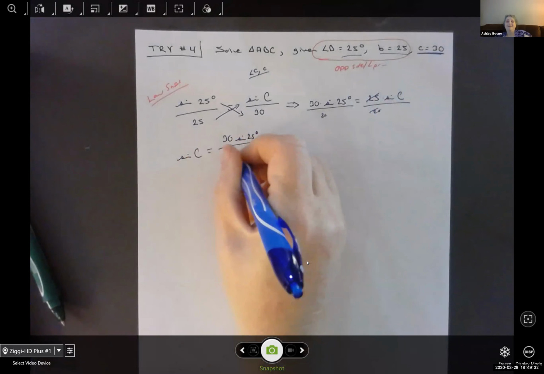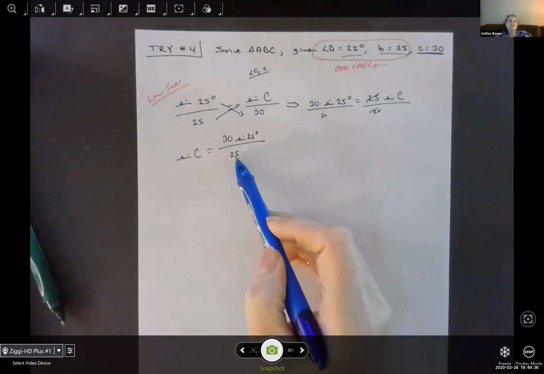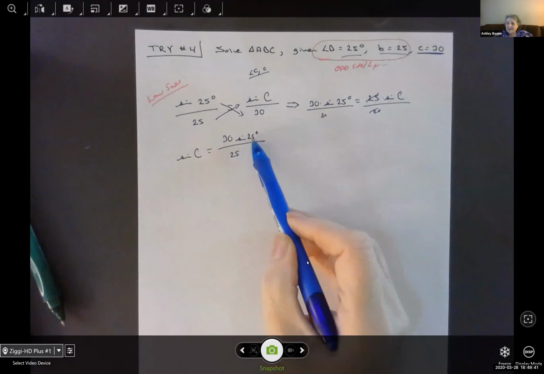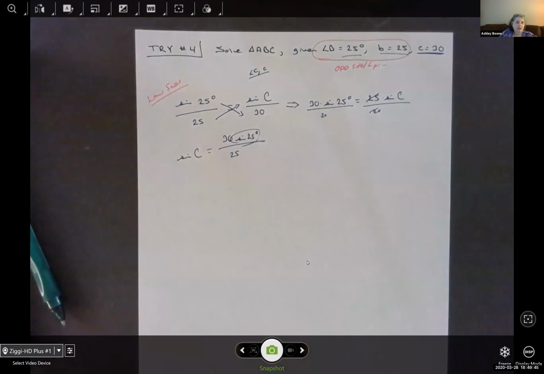Now be careful here. There's a 25 here, there's 25 here. You can't cancel those out. That's not sine times 25. That's the sine of 25. Those two things are glued together. That's not multiplication. That 25 in the numerator is not a multiple. So no canceling out there, okay?